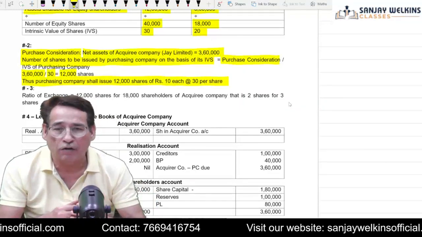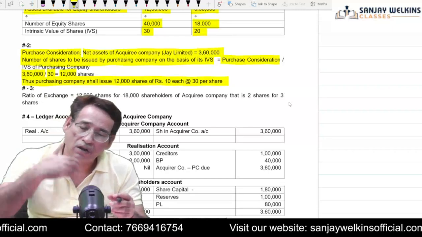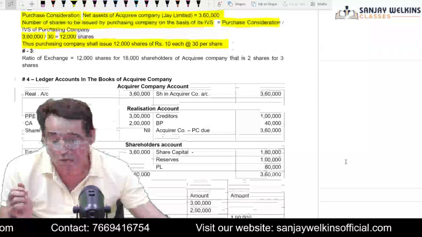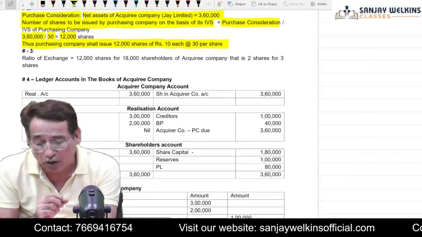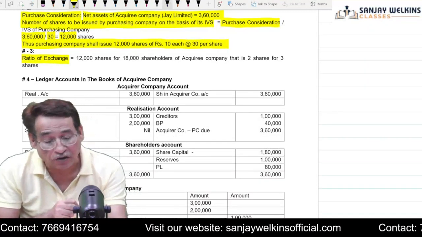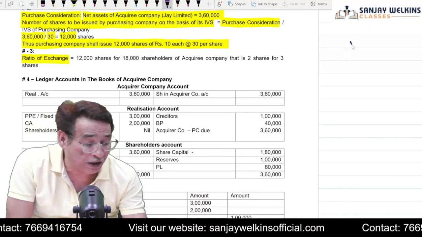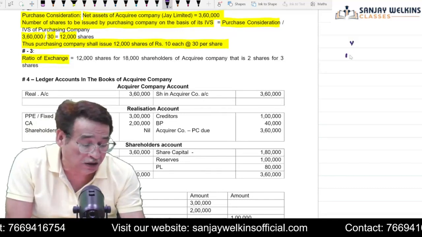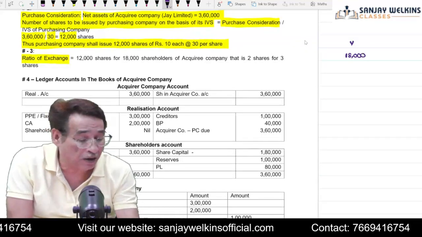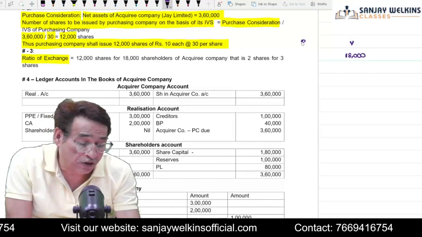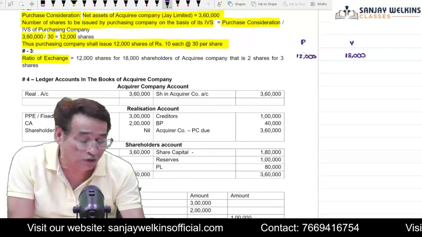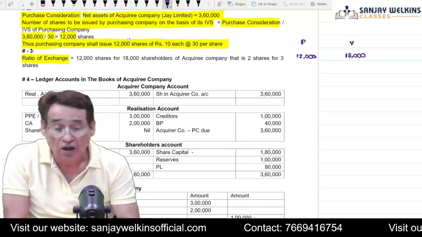Under intrinsic value of shares, purchase consideration is discharged only by way of shares, correct? Number one. Number two, in this question, it was also asked to compute the ratio of exchange. How to compute the ratio of exchange? You must have noticed that the vendor company in total has 18,000 shares. However, the purchasing company has decided that we are going to issue only 12,000 shares, as we have just seen.